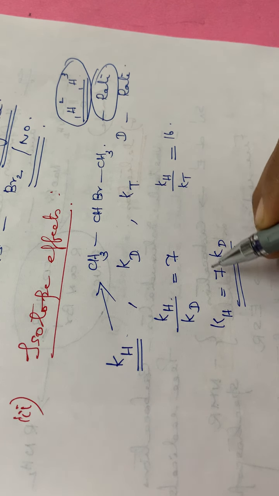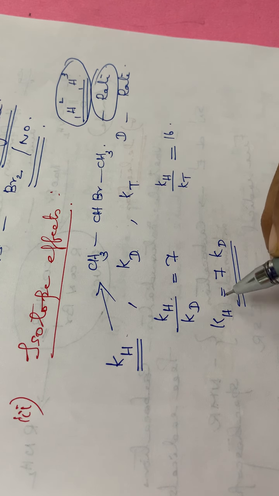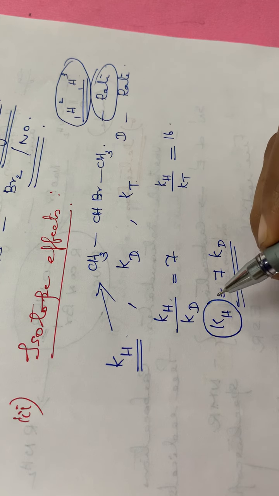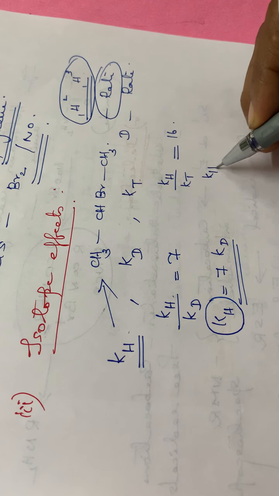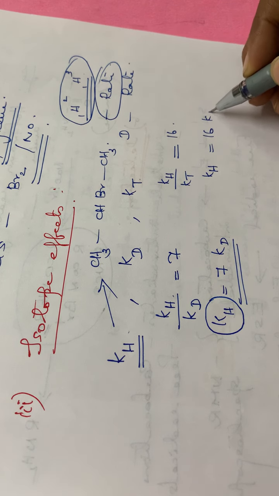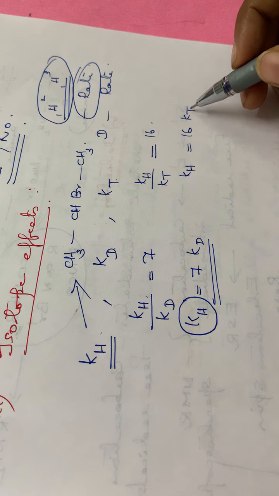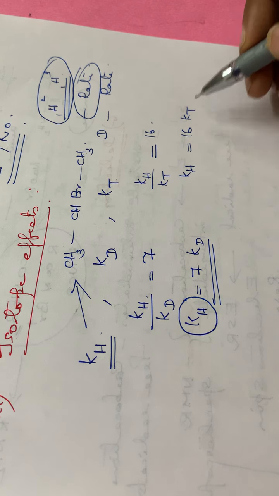It is almost 7 times that of Kd. So the reaction will be much faster in the presence of hydrogen atom or protium. Here also Kh is equal to 16 times Kt, isn't it? So the reaction is very much faster than that of tritium while we are replacing it with tritium.